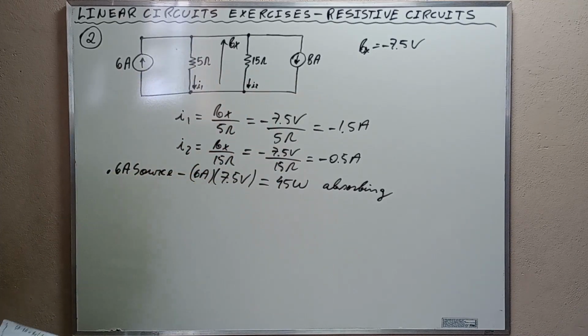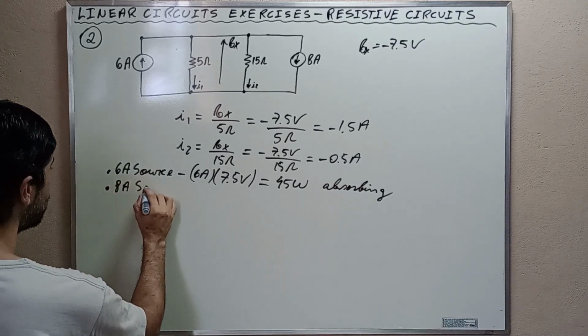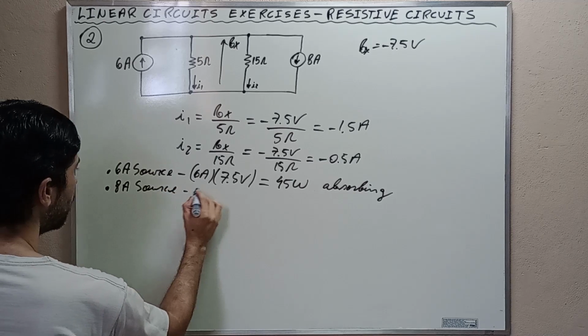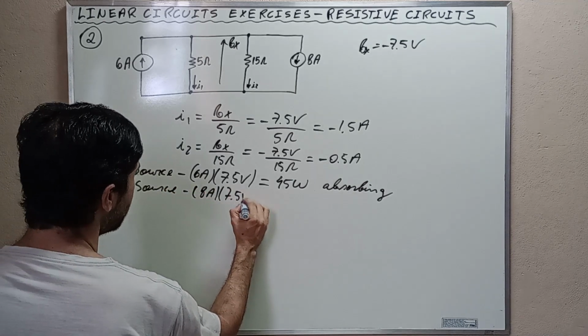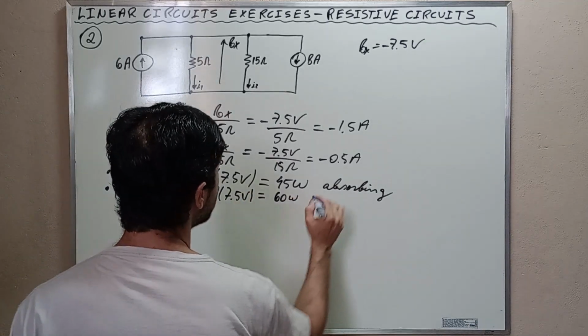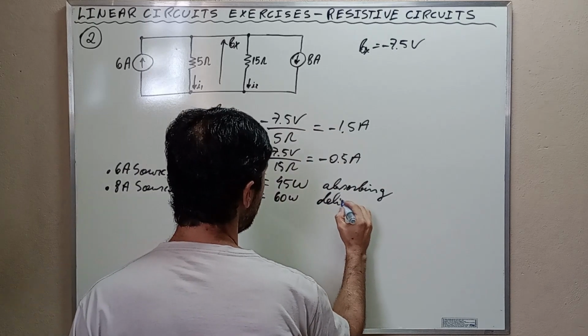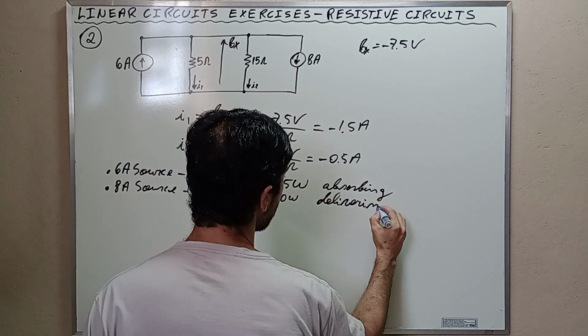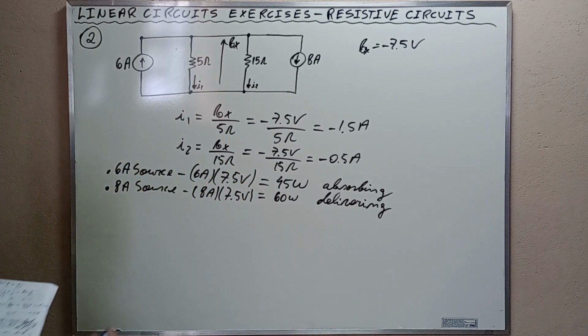Alright, and now let's go to the other 8 amps source. It's gonna be 8 amps times 7.5 volts, and this is equal to 60 watts. And this source here is actually delivering energy. Alright, and how about the 5 ohms resistor?